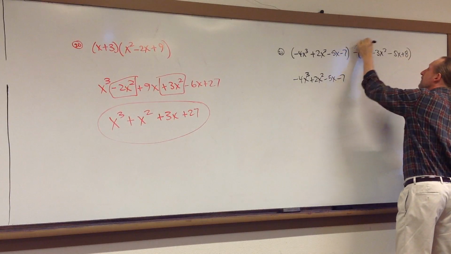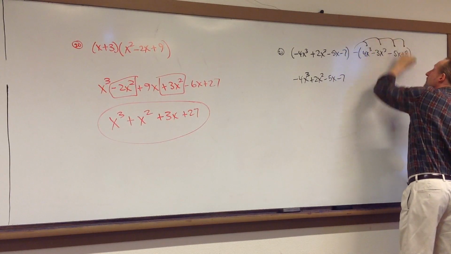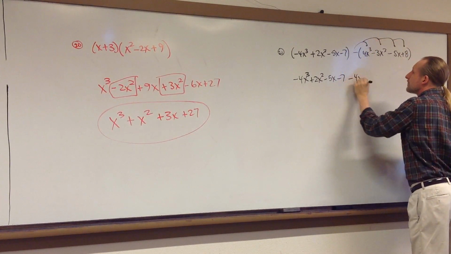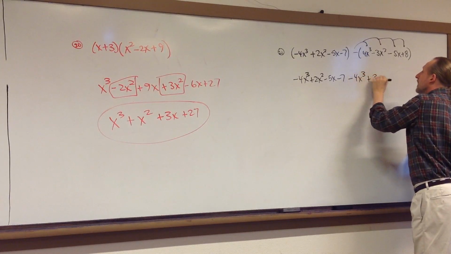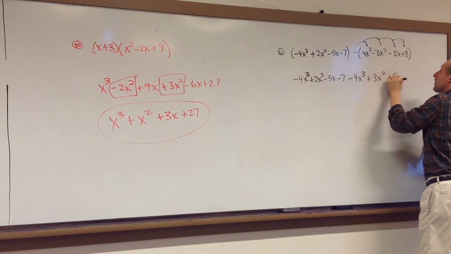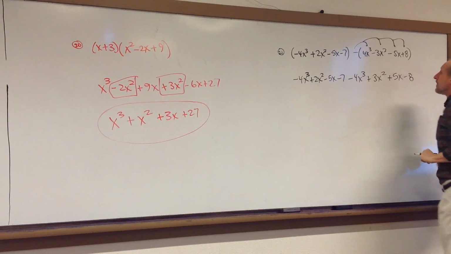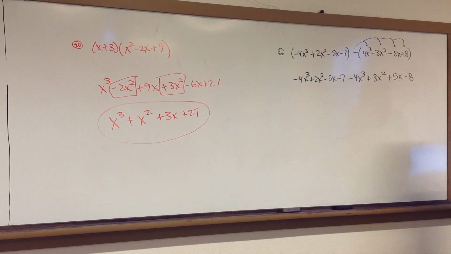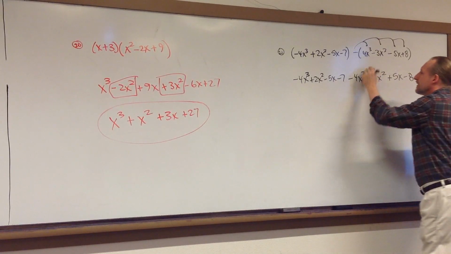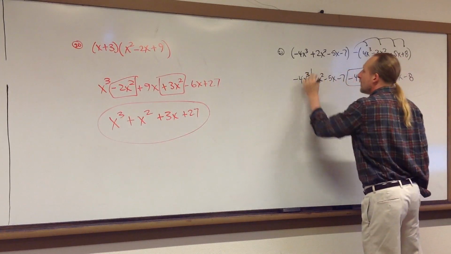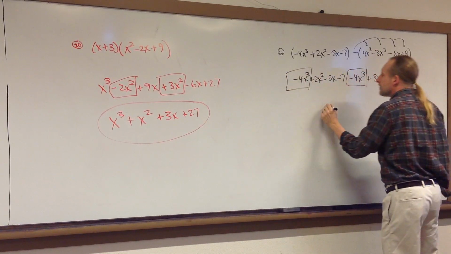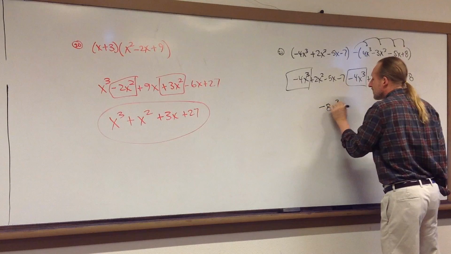Here we have to distribute this negative into the parentheses. So minus 4x cubed plus 3x squared plus 5x and minus 8. Now we need to combine like terms. So here's our x cubes. Negative 4x cubed and negative 4x cubed makes negative 8x cubed.